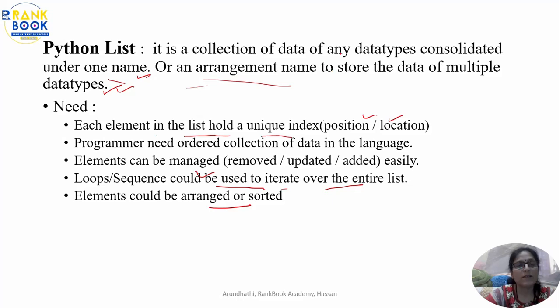Next is Python list. It is a collection of data of any data types consolidated under one name, or an arrangement to store data of multiple data types. And why do we need this Python list? Because each element in the list holds a unique index, that means a unique position and location, and it helps the programmer to order the collection of data. Elements can be managed, that means elements can be removed, updated, added easily. Loops or sequences could be used to iterate over the entire list, and the elements help in arranging and sorting.